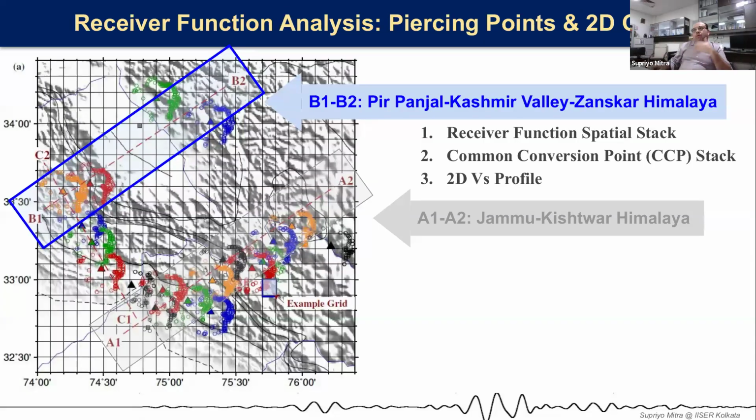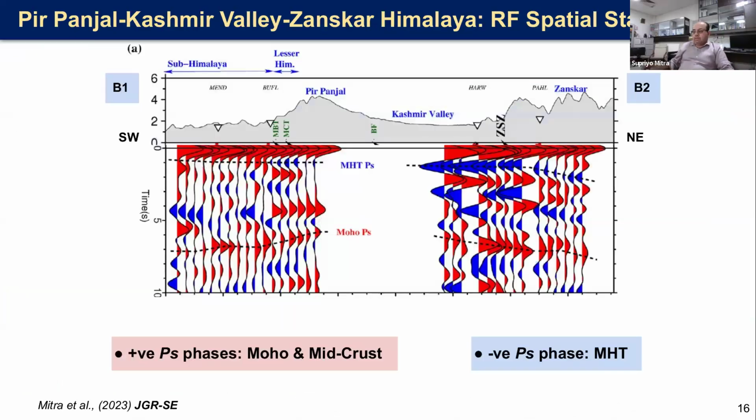Now I'll move forward and look at the other cross-section, B1, B2, which is through the Pir Panjal Ranges and the Kashmir Valley, to the northwest of our profile. Again, I'll show you the three things that I just showed you for the previous profile. Here is the receiver function spatial stack. We are at a disadvantage of not having stations in between the Pir Panjal Ranges and the Zanskar Ranges. There was a gap in our data.